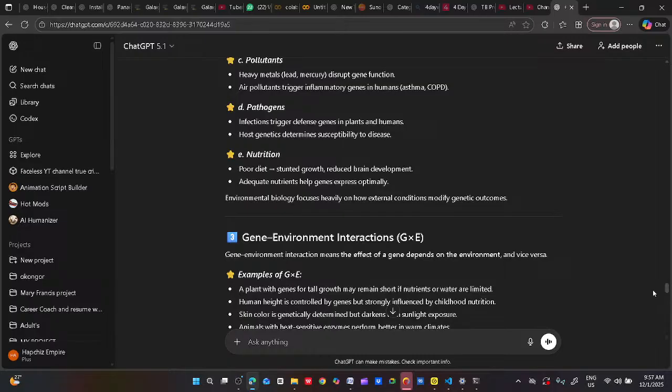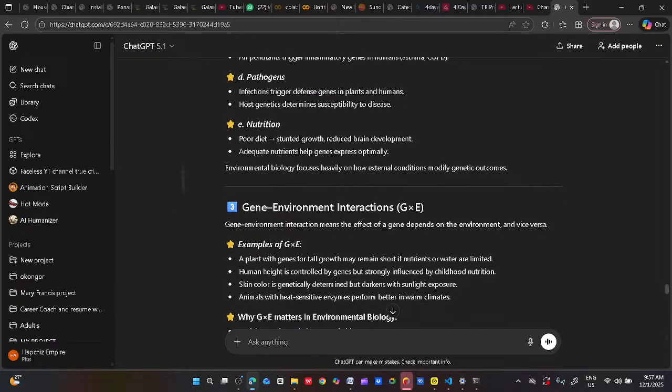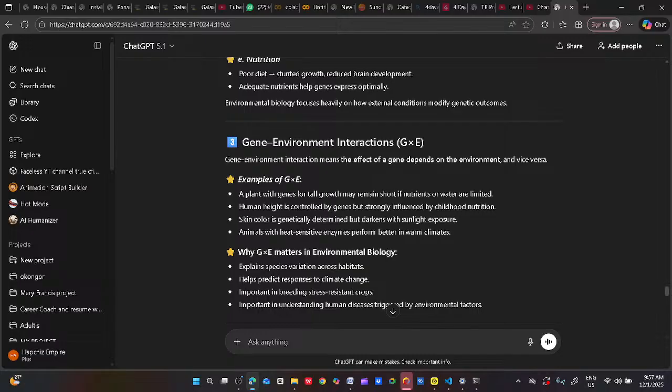So environmental biology focuses heavily on how external conditions modify genetic outcome. So all these are very, very important, and gene and environment interaction, that is when you multiply G by E. G stands for gene and E stands for environment. Gene-environment interaction means that the effect of a gene depends on the environment, and the effect of the environment depends on the gene. You have to know that.